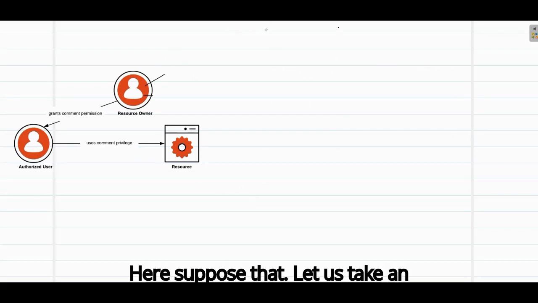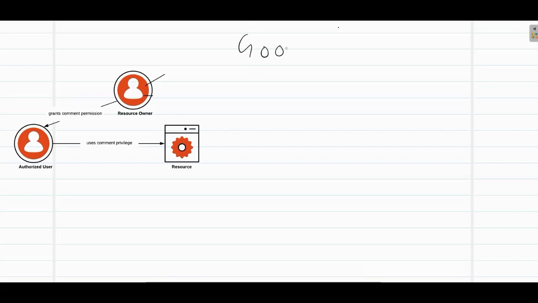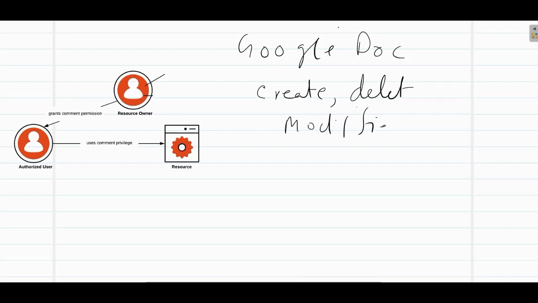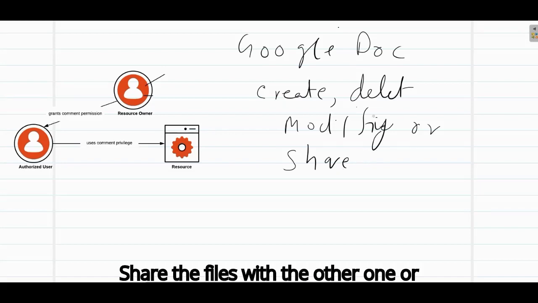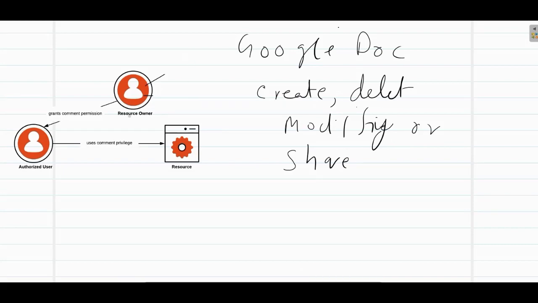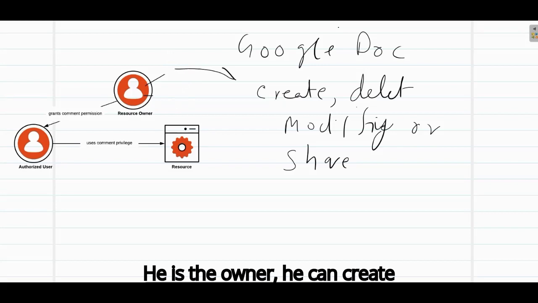Let's take an example of Google Docs, in which the owner of the file or directory can create, delete, modify, or share the files with anyone. Okay, he is the owner, he can create, delete, modify, or share the files.